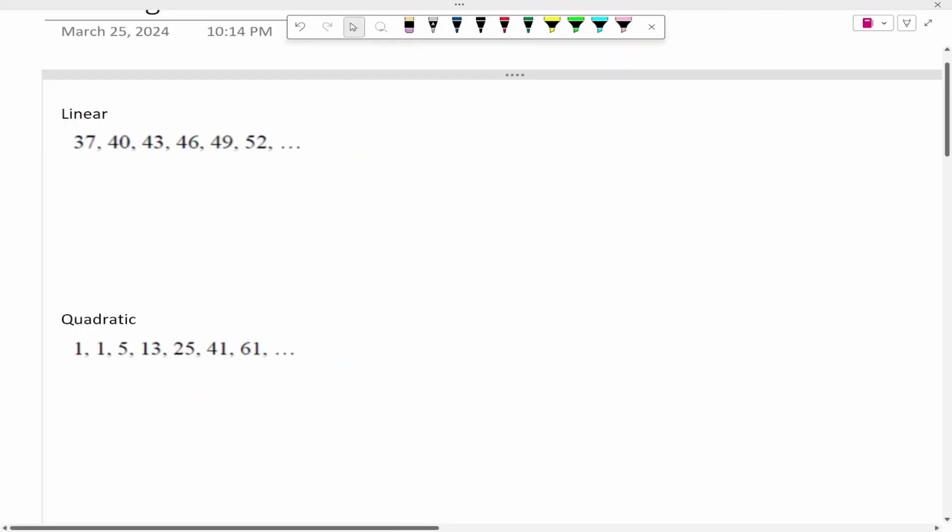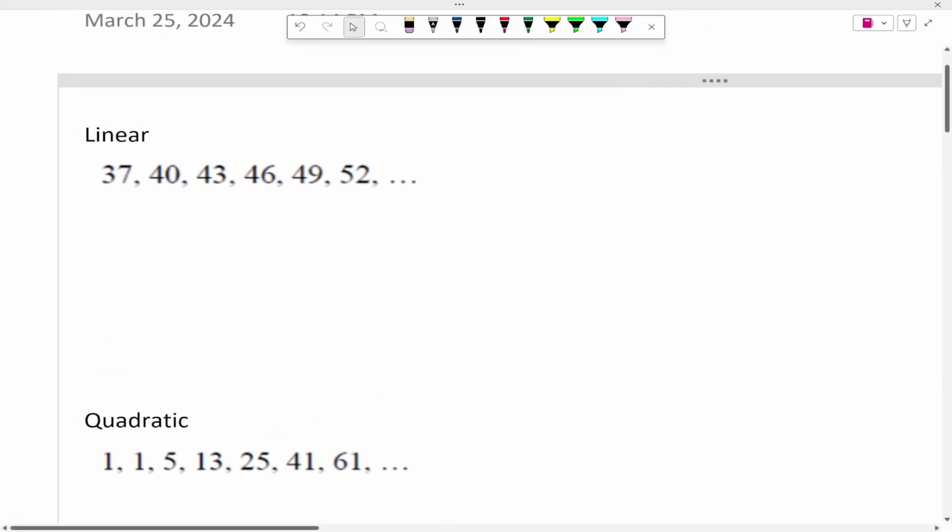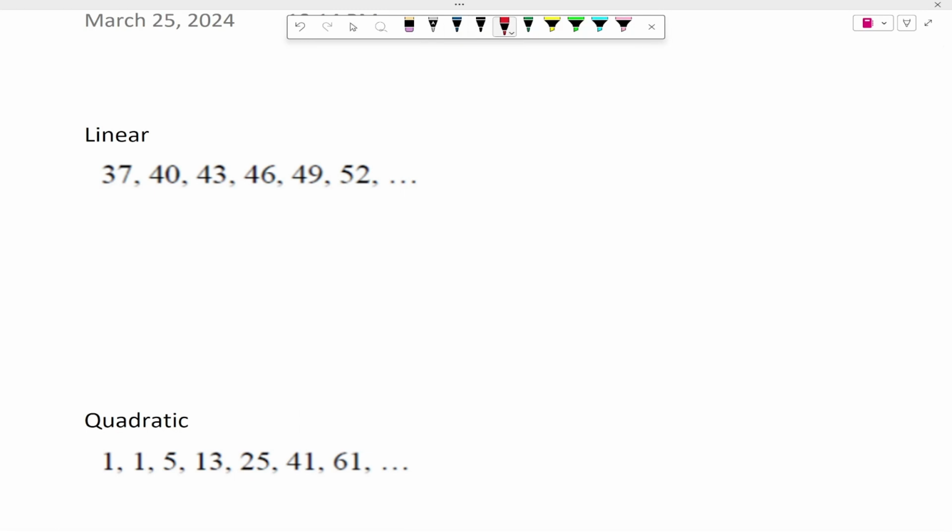So a little bit of review of creating pattern equations. If you have something linear, how do we know something is linear, first of all, if we have these numbers? It goes up by the same amount. Here, it goes up by 3 every single time. So the first difference is the same.